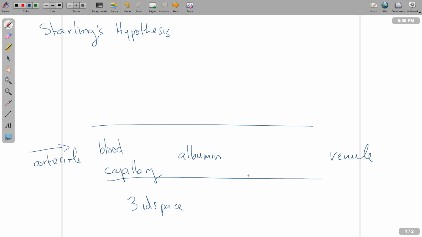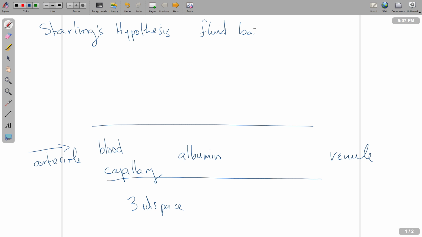All right, so this is the general anatomy of this. We have this capillary, and the capillary has blood in it, and the blood contains a bunch of stuff. One of the things it contains is a very large protein molecule called albumin, which, by the way, is made by the liver. So Starling's hypothesis is a way that we can represent fluid balance and fluid shifting.